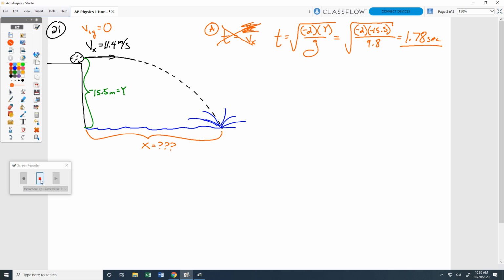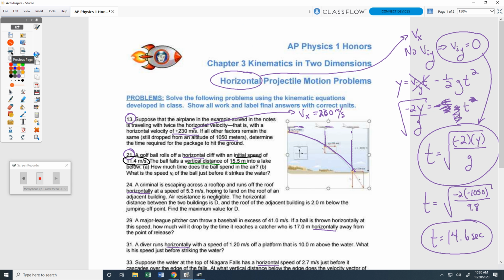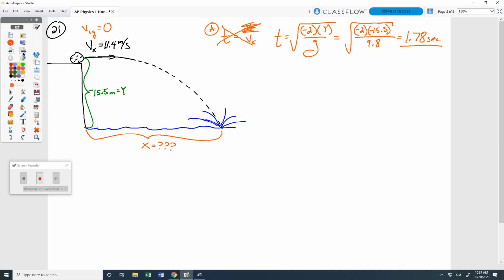Now the second part is going to be the more important part. Part B wants to know what is the speed of the ball just before it strikes the water. And it says VF. So as I get ready to do this, what most people do is they say, okay, I'm looking for an equation that has VF in it. I don't think it's just simple saying that this is my velocity. I don't think it's that simple. It's got to be a little more complicated than that.